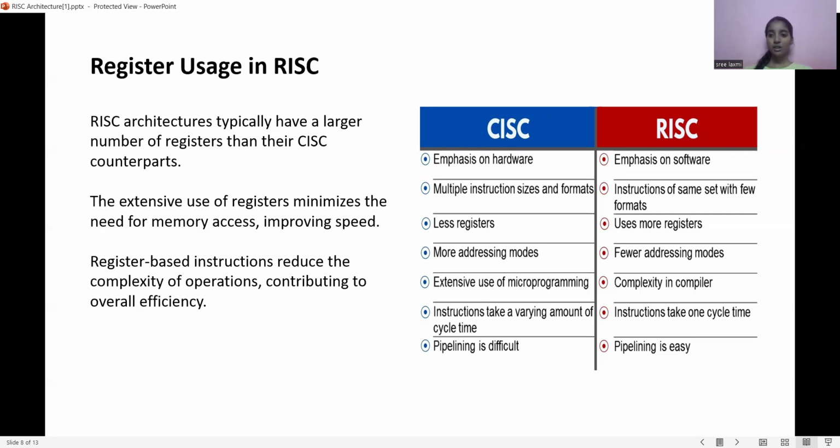Here are the differences of CISC and RISC. CISC emphasizes hardware. RISC emphasizes software. In CISC, multiple instruction types and formats. There are fewer registers, more addressing modes, extensive use of microprogramming. Instructions take a varying amount of cycle time. Pipelining is difficult. Whereas in RISC, emphasis on software, instructions of the same set with few formats, uses more registers, fewer addressing modes, complexity is in compiler, instructions take one cycle time, pipelining is easy.